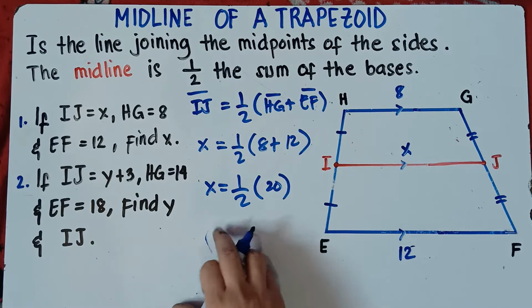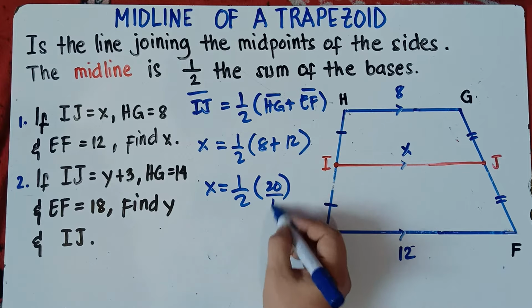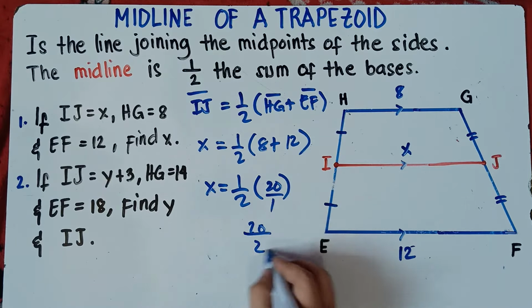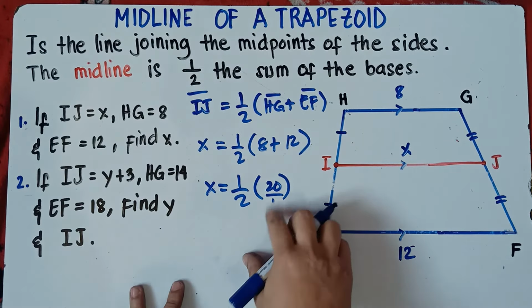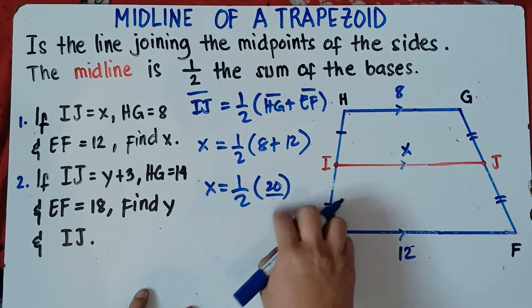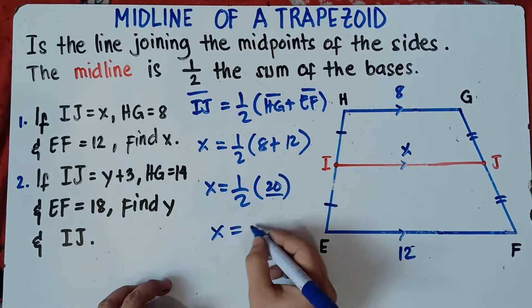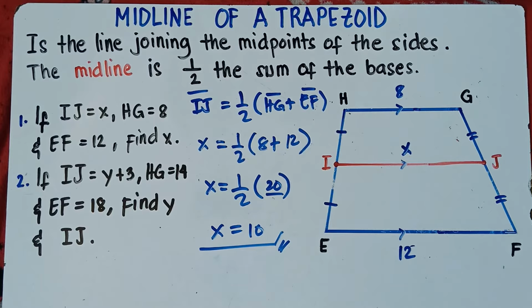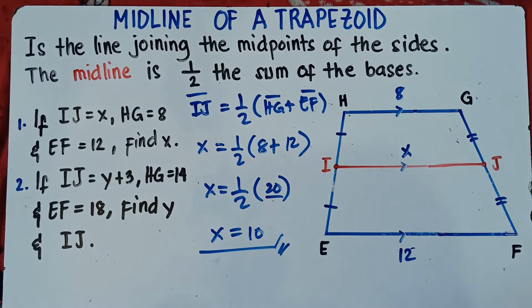You can actually multiply this one, class. Understood that there's a 1 here. 1 times 20 is 20, 2 times 1 is 2, then 20 divided by 2, that is 10. But for me, class, I just divide this one, 20 divided by 2, that is 10. That's the answer for number 1. Easy, right? X is 10. Alright, let's try number 2.